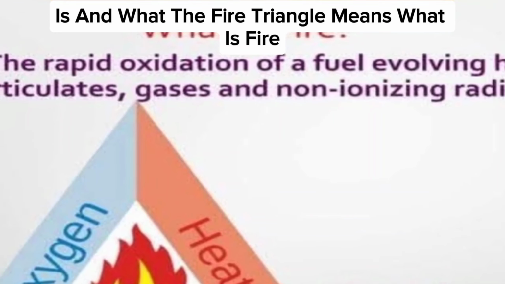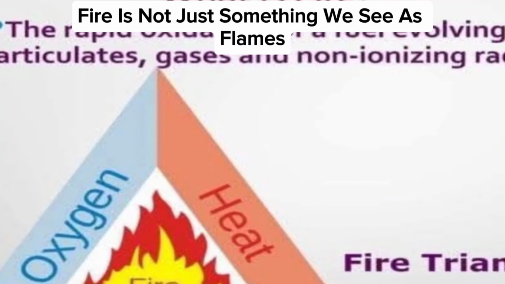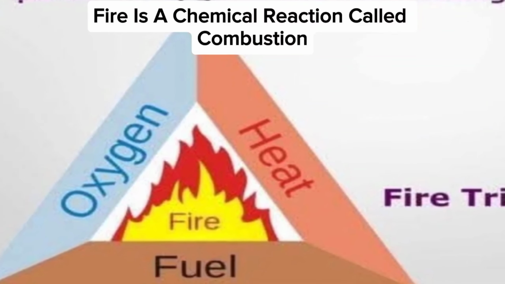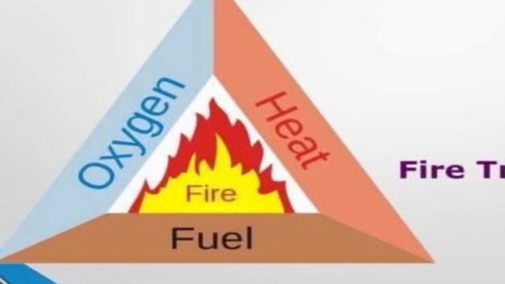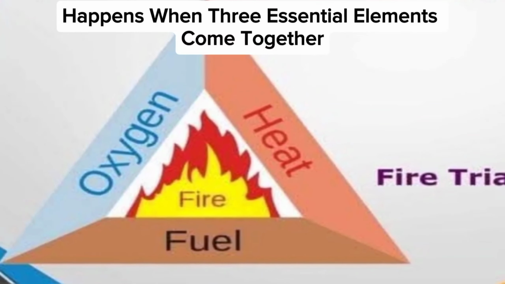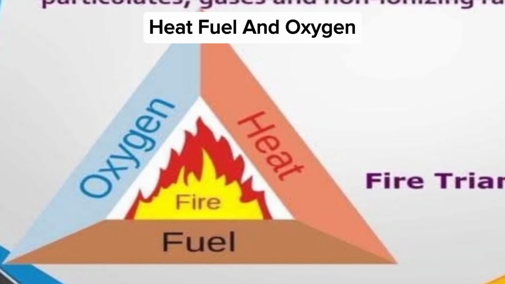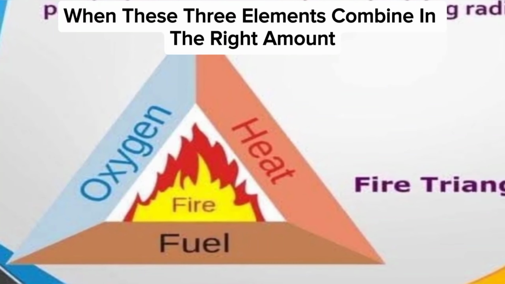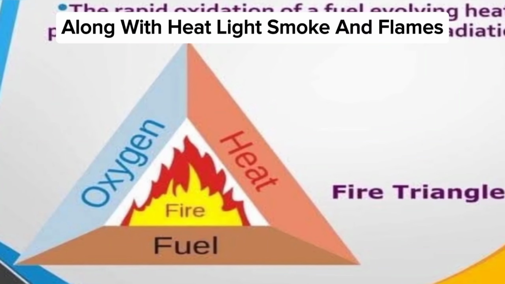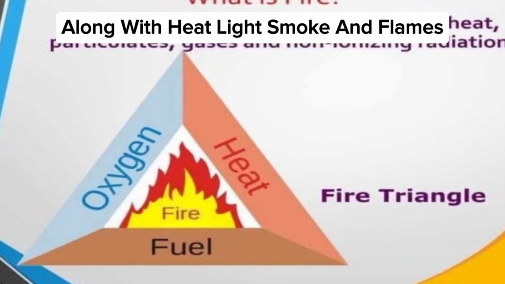What is fire? Fire is not just something we see as flames. Scientifically, fire is a chemical reaction called combustion. This reaction happens when three essential elements come together: heat, fuel, and oxygen. When these three elements combine in the right amount, fire is produced, along with heat, light, smoke, and flames.